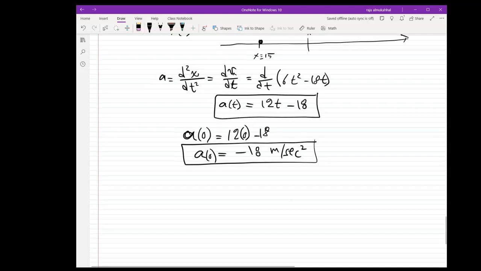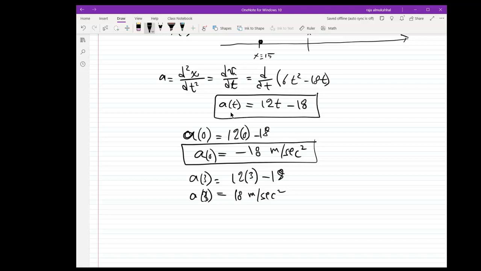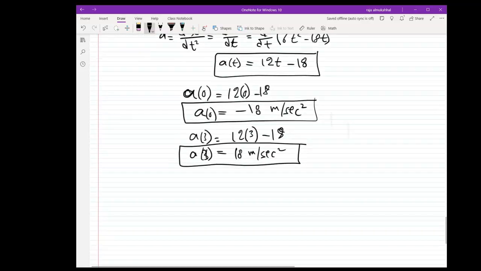And a of 3 is 12 times 3 minus 18. So we have 12 times 3 minus 18, and that will give me 18. So it's 18 meters per second squared. And there we go. That's basically the full solution to this problem. Okay? Okay, good.